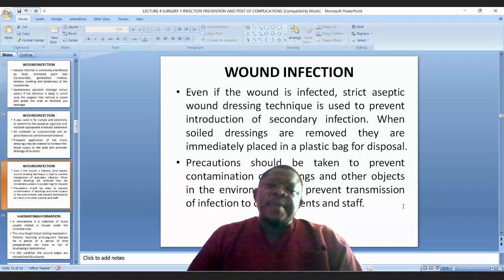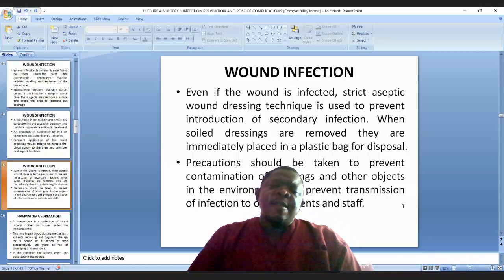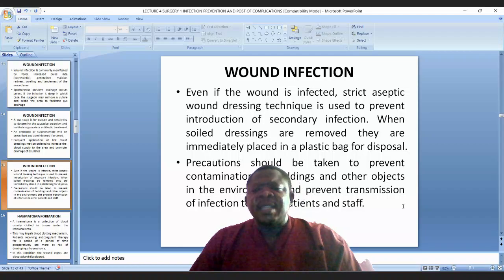Infections that happen within about 24 hours after surgery will be primary infection, related to the surgery. Infection that may happen, for instance, 2 weeks after surgery would be secondary infection that may arise from the ward level. So it's important to prevent wound infection through proper guidelines for strict aseptic technique.